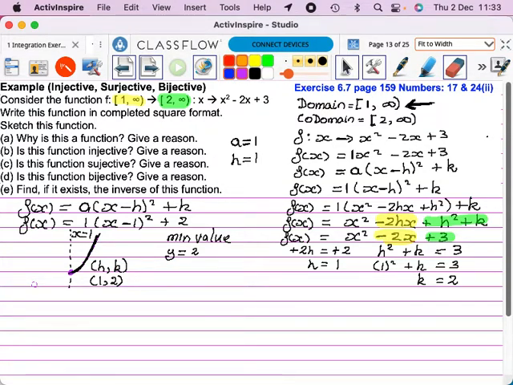So let's start answering some of the questions. Part A. Is this a function? And the answer is yes. And why is this a function? Because it passes the vertical line test, which we've discussed in class.